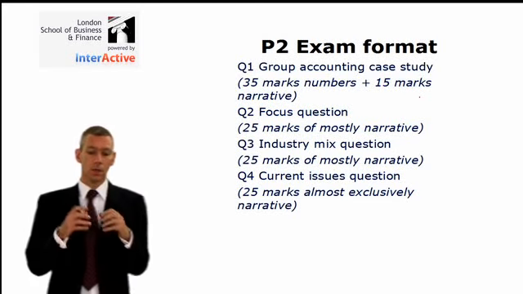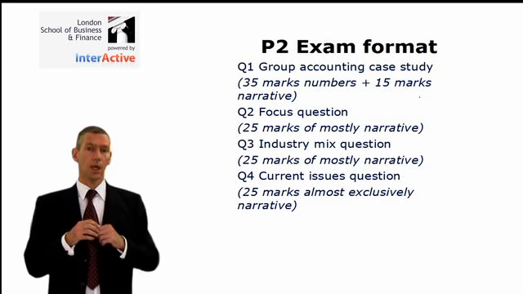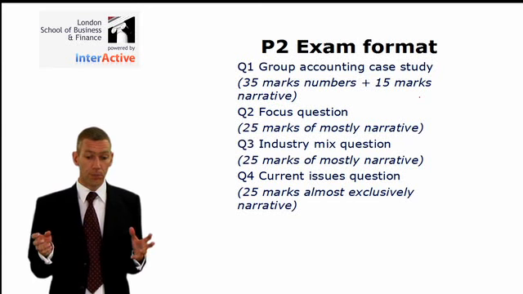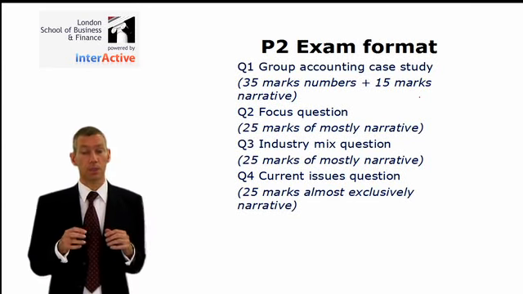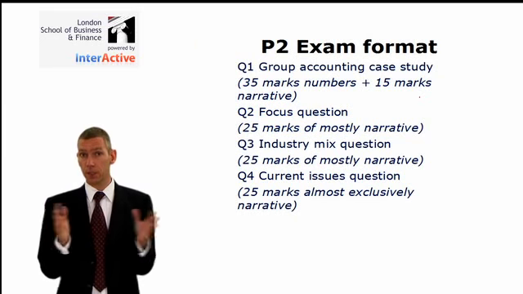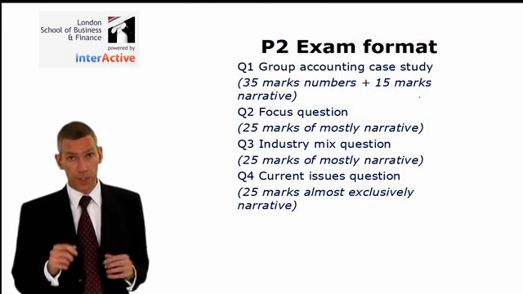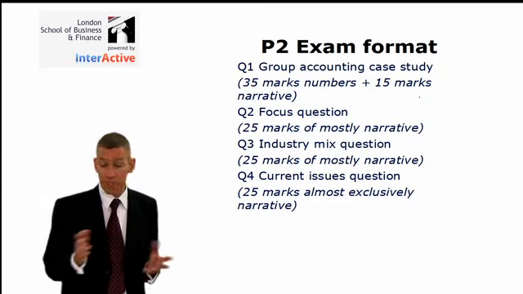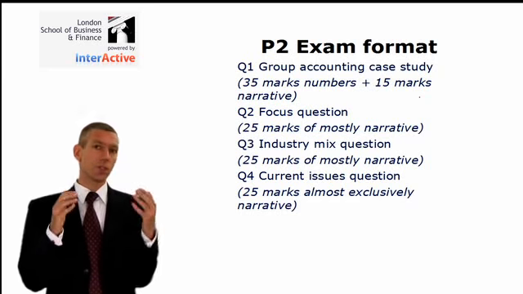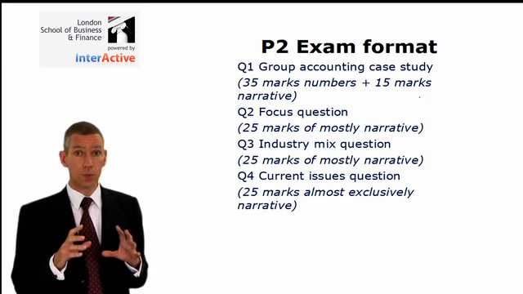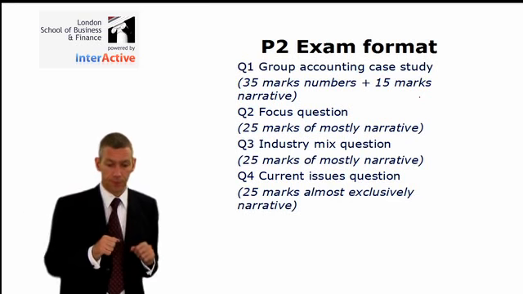Question 1 is the group accounting case study. It's 35 marks of numbers, usually, with 15 marks of narrative, usually. But it's one case study. A big question, half the exam. And it's compulsory, as I mentioned. Question 2, 3 and 4, you choose 2 from those 3.